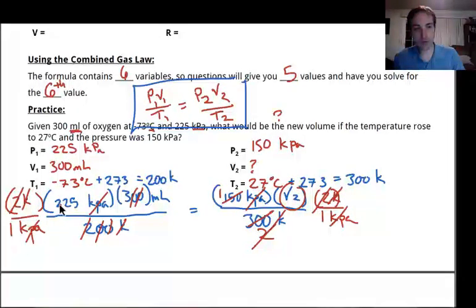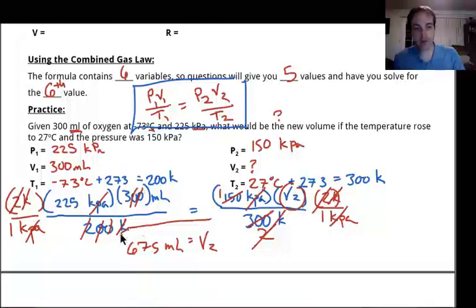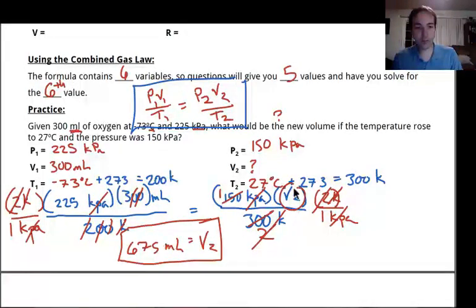So all I'm left with is 225 times 3 milliliters, or 675 milliliters equals V2. And that is my answer. All I did was use algebra to get V2 by itself, and I got my answer. So the real challenge is, can you identify the variables, can you plug them into the right spot, and then can you do some algebra to solve?